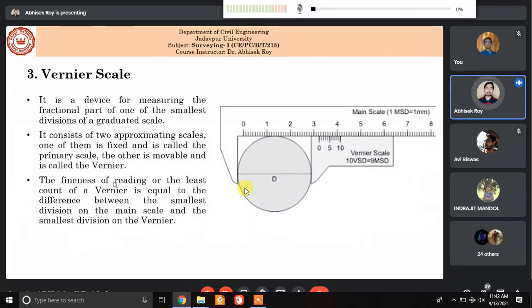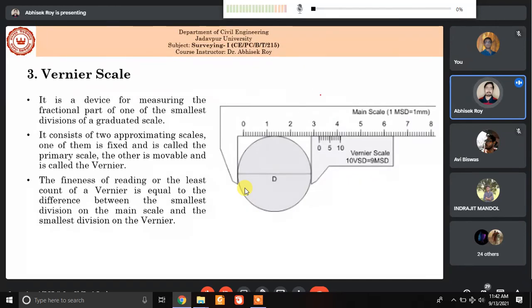So in the vernier scale, you have already performed it in the physics laboratory in your class 11, 12 also, and we know that in the vernier scale, basically it is a mechanical magnification, right? Like with the help of a lens we can magnify.